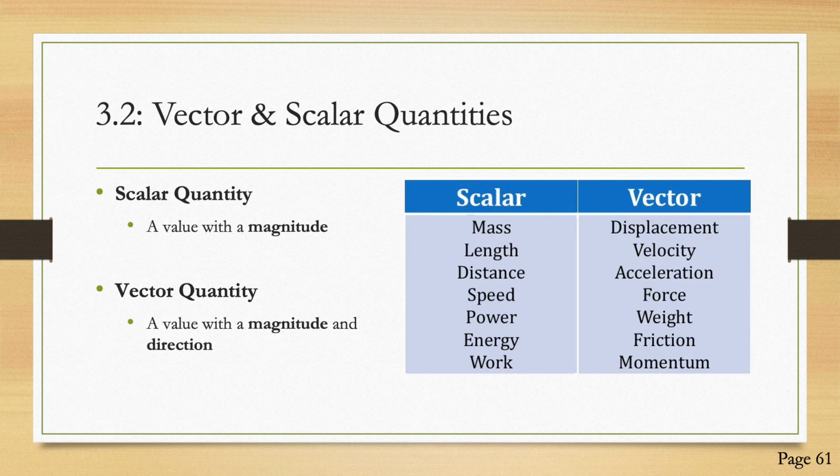So here are some examples of scalar and vector quantities. Just a quick reminder, a scalar quantity is a value with only a magnitude, and a vector quantity is a value with a magnitude and a direction. Looking at the chart here, some scalar quantities include mass, length, distance, speed, power, energy, and work. And on the right side of the chart, vector quantities include displacement, velocity, acceleration, force, weight, friction, and momentum.